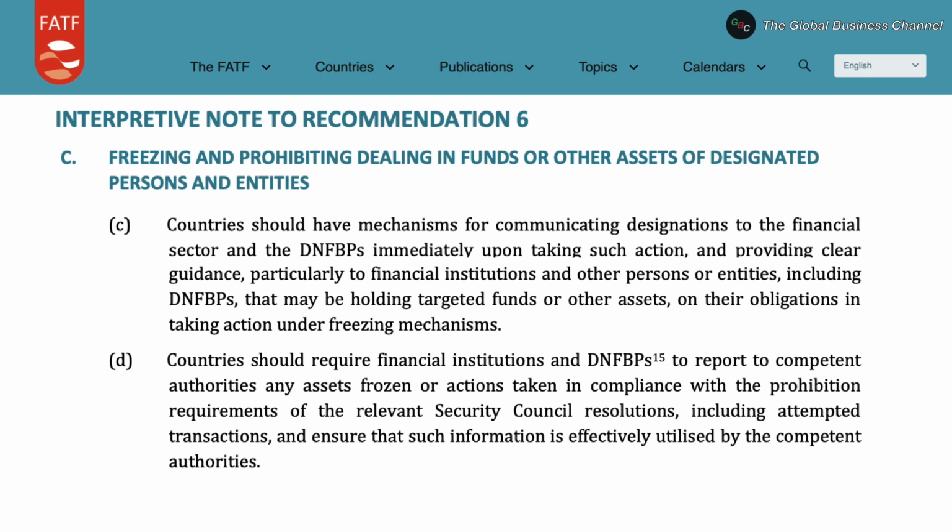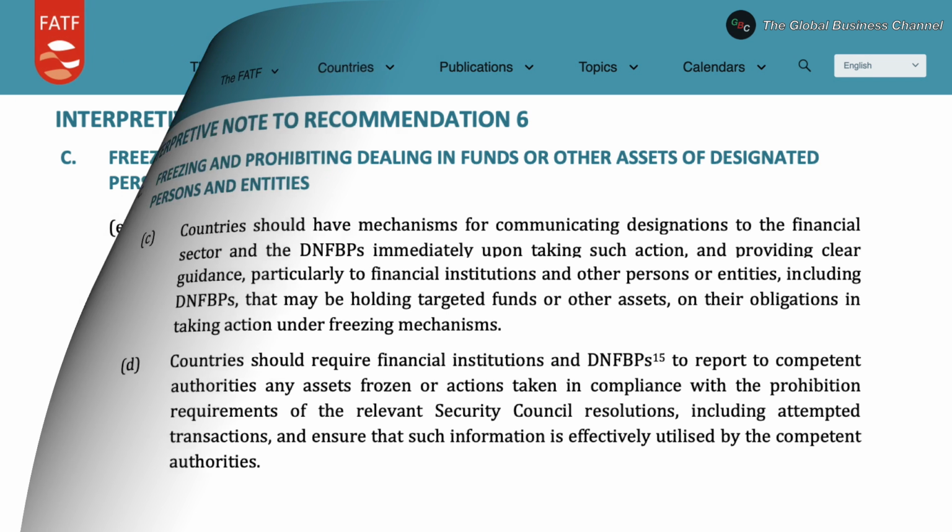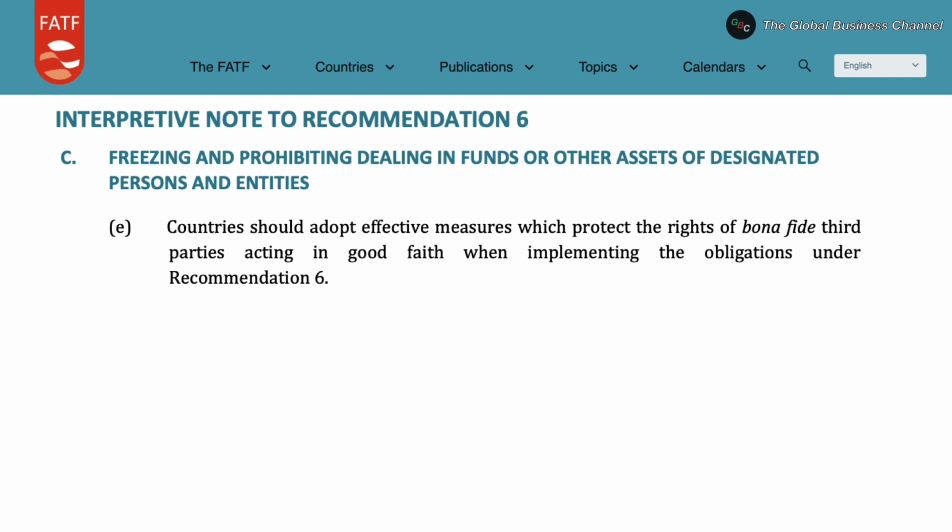Subnote D. Countries should require financial institutions and DNFBPs to report any frozen assets or actions taken to comply with the Security Council resolutions, including attempted transactions, to the relevant authorities. These authorities should effectively use the reported information. And subnote E, countries should implement effective measures to protect the rights of genuine third parties acting in good faith while carrying out the obligations under Recommendation 6.